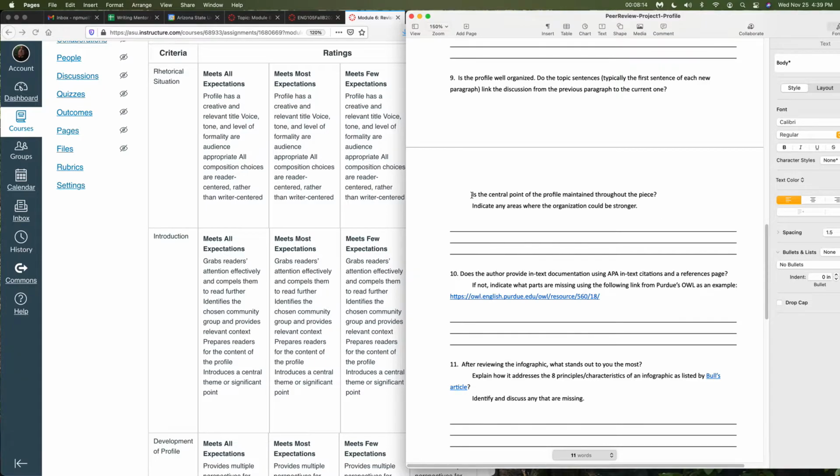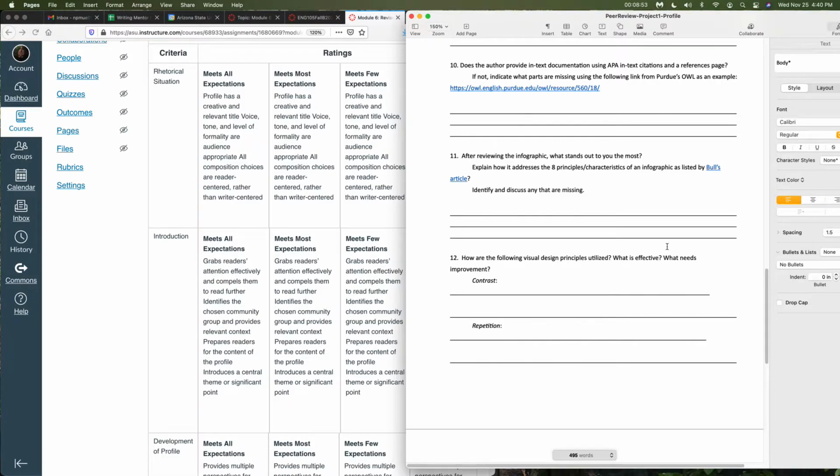Is the central point of the profile maintained throughout the piece? That is, does the author deviate significantly from describing the group's purpose within the community? This is usually about specifics here. Indicate areas where the organization could be stronger. Maybe the writing about the organization could be stronger. Usually it's specifics, especially sensory details. Sometimes also primary and secondary sources.